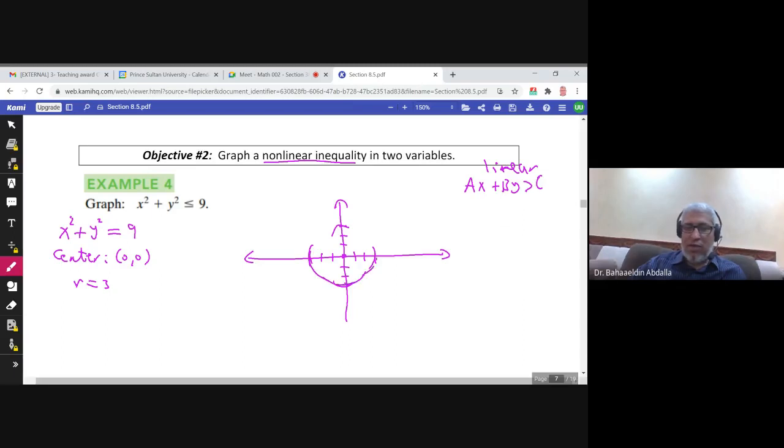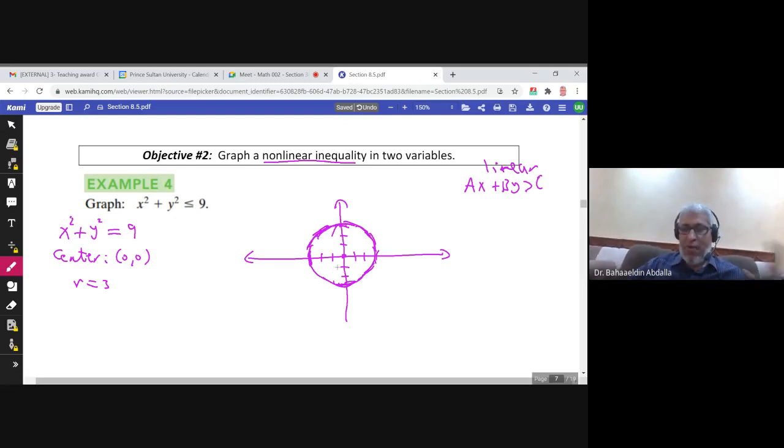So accept this graph as a graph of the circle. This is the graph of the circle x squared plus y squared equals 9. If there is a less than or equal, we graph a solid line. If there is no equality, we graph a dashed line. Here there is equality, so we graph a solid line. Now, x squared plus y squared is less than or equal to 9.